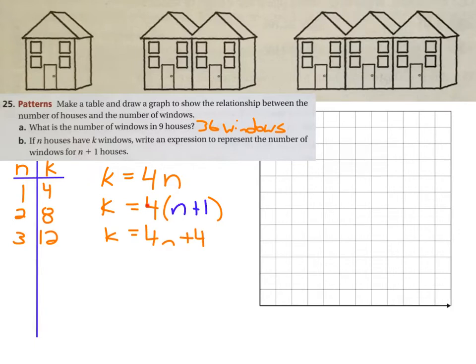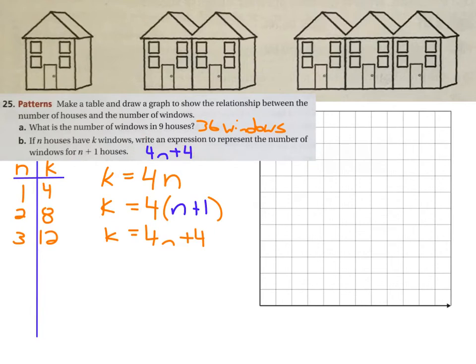Because remember, you multiply the number of houses by 4, so that's that. But then if we add one more house on, we'd end up adding 4 more windows. So this expression, 4n plus 4, is what the answer is. If you have n houses, 4 times n will be the number of windows. If we added another house on, we have to add another 4 windows. That expression is what we're looking for.